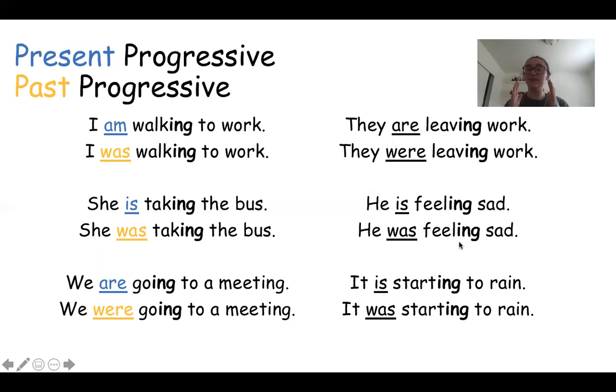So he is feeling sad is saying that he is feeling sad and it keeps happening and it's happening in the present now, right? And it keeps going. But when we say he was feeling sad, it means that he started feeling sad and he kept feeling sad. And then it stopped before the present, before right now.